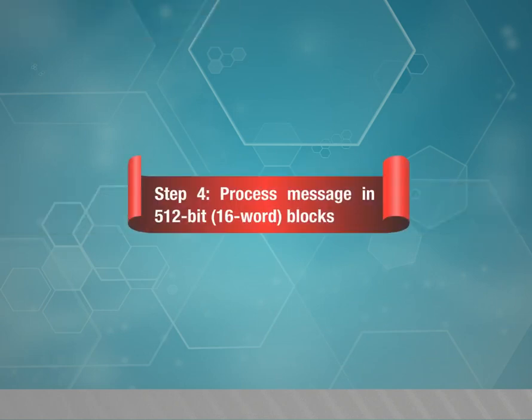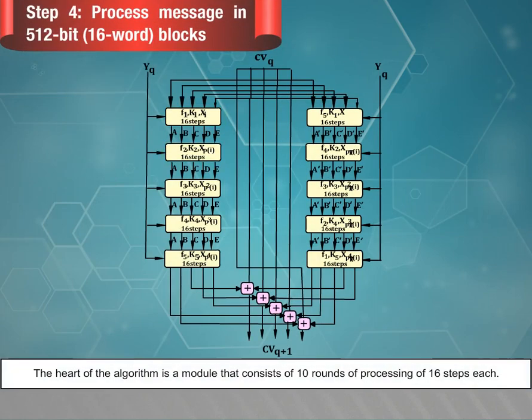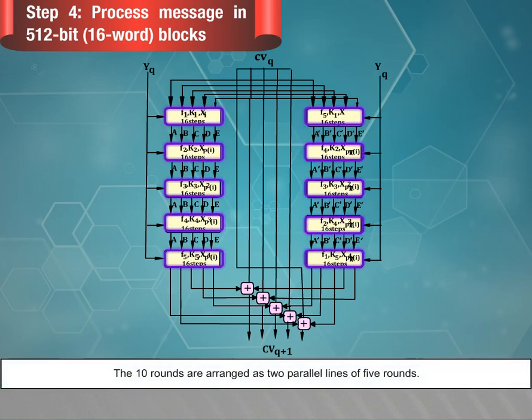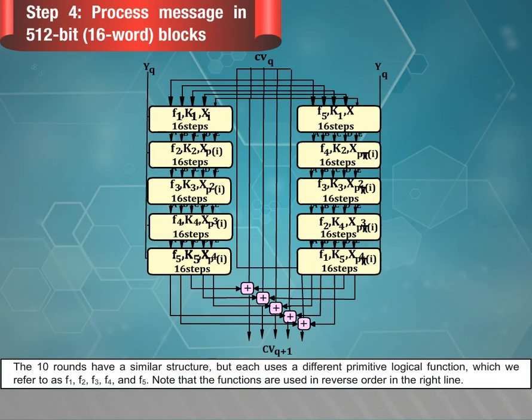Step 4. Process the message in 512-bit, that is 16-word, blocks. The heart of the algorithm is a module that consists of 10 rounds of processing of 16 steps each. The 10 rounds are arranged as 2 parallel lines of 5 rounds. The 10 rounds have a similar structure, but each uses a different primitive logical function, which we refer to as F1, F2, F3, F4, and F5. Note that the functions are used in reverse order in the right line.